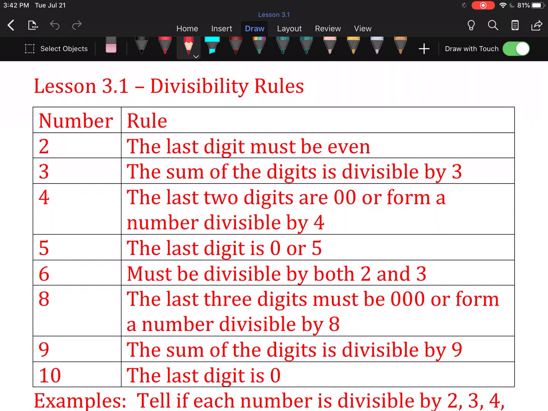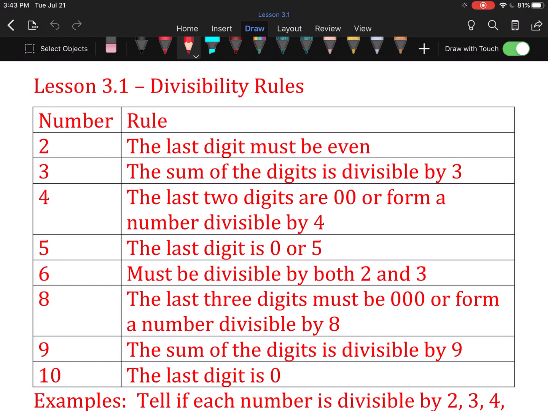The rule for divisibility by 2 is that the last digit must be even. The rule for 3 is that if I add the digits up, I have to get a number that can be divided by 3. The rule for 4 is that the last two digits are either 0, 0, or they are a two-digit number that is divisible by 4. For 5, the last digit is either a 0 or a 5.